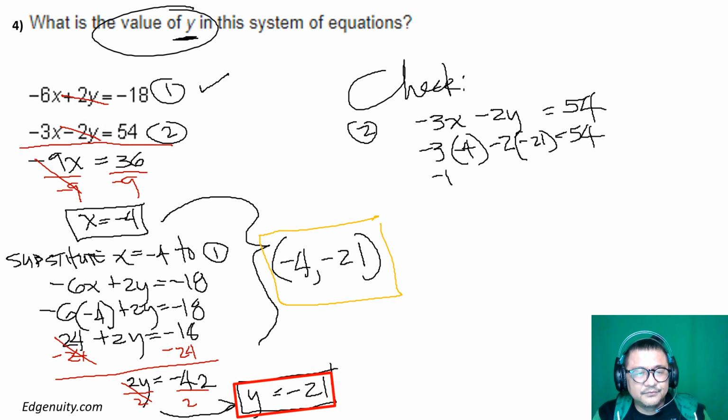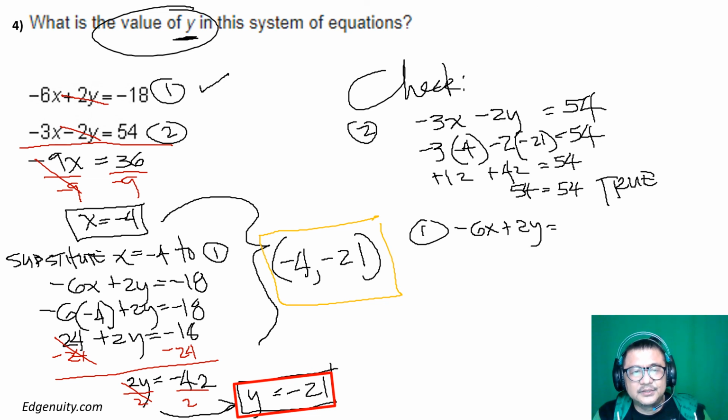Okay, this will be negative 12 minus, oh, this is positive 12. Negative and negative is positive 42 equals 54. Add them up, 54 equals 54. So that's true. Let's see if it works with equation 1. Negative 6x plus 2y equals negative 18. Negative 6 times negative 4 plus 2 times, what is our y? Negative 21 should be equal to negative 18.